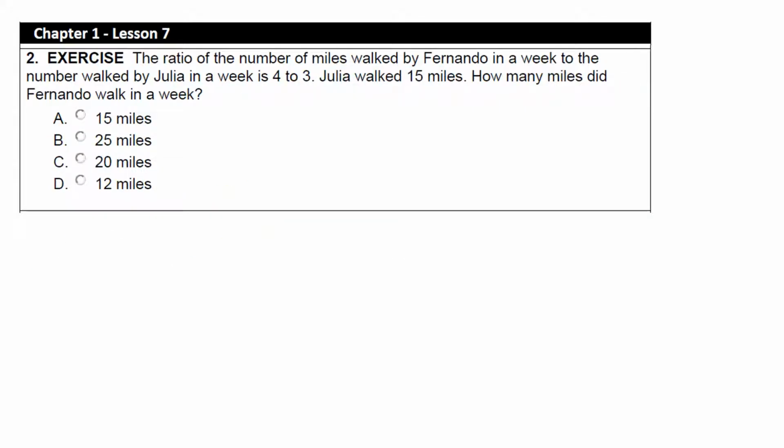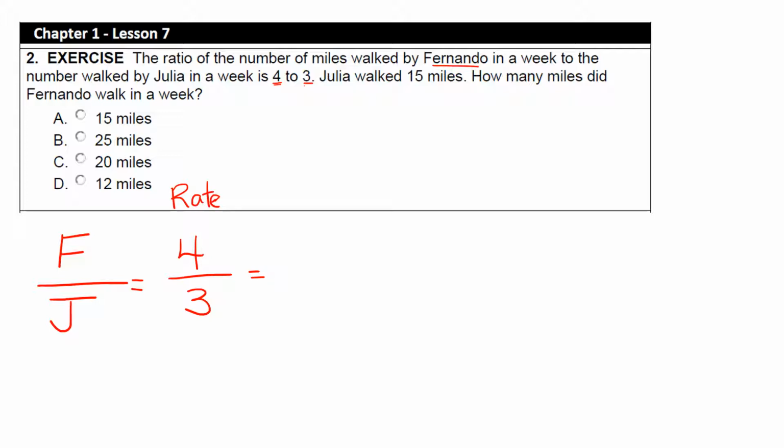Question number 2, exercise. The ratio of the number of miles walked by Fernando in a week to the number walked by Julia in a week is 4:3. Julia walked 15 miles. How many miles did Fernando walk in a week? So we're comparing Fernando's distance of walking to Julia's. Now, it doesn't matter if you put Fernando on top or on the bottom and vice versa. It just matters that you're consistent. So Fernando in a week to the number that Julia walks in a week is 4:3. Now, because Fernando is first, that means the 4 represents Fernando and the 3 represents Julia. So we have 4:3. That's our rate.